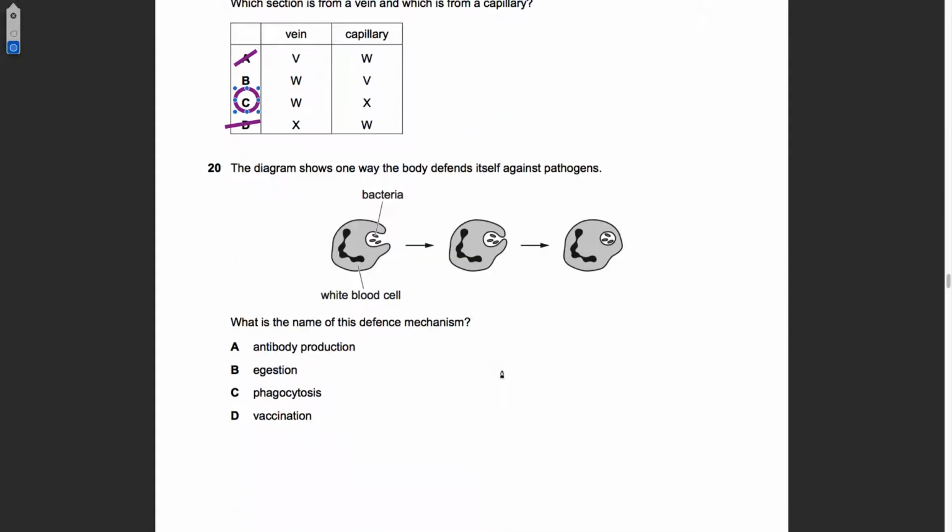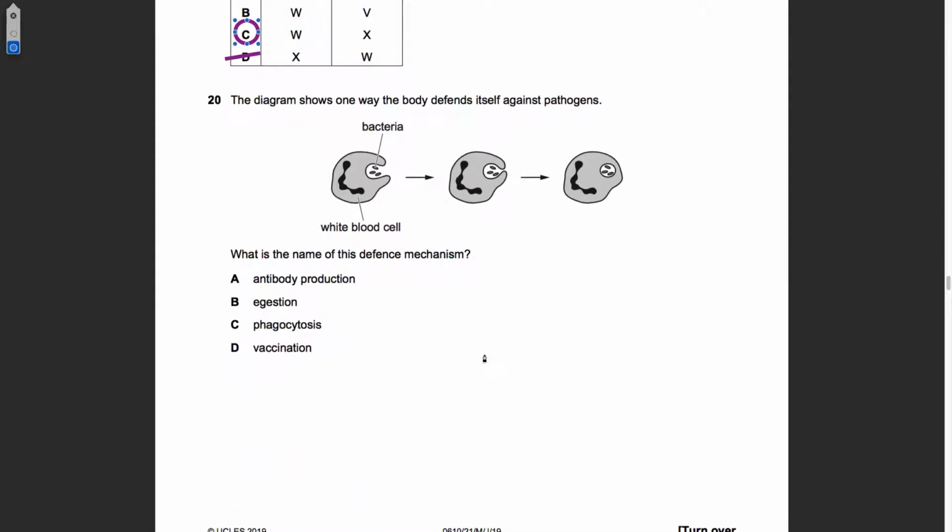Question 20, we are halfway there. The diagram shows one way the body defends itself against pathogens. We've got a white blood cell engulfing bacteria into the cell, and then these would be destroyed by powerful enzymes that this white blood cell makes. Now, this type of white blood cell is a phagocyte. So the name of the defense mechanism it carries out is, like its name, phagocytosis, meaning to engulf cells. So C is the answer for 20.